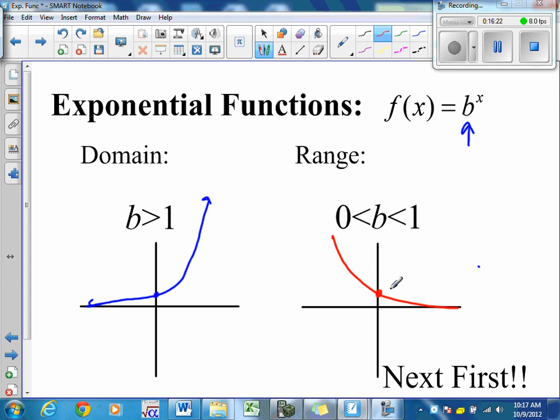All of these go through the point 0, 1 when it's just b. If there was an a in front, then this would be a. When it's just a b, it's just 1.